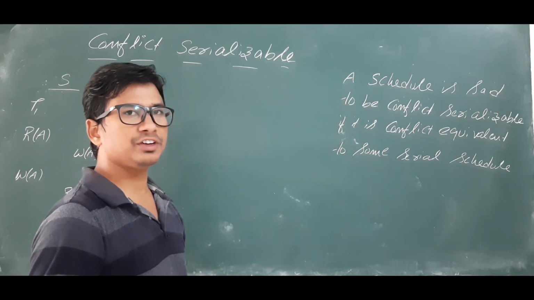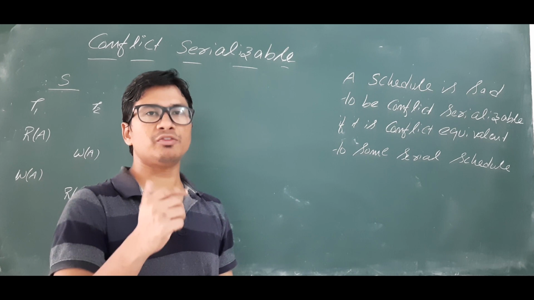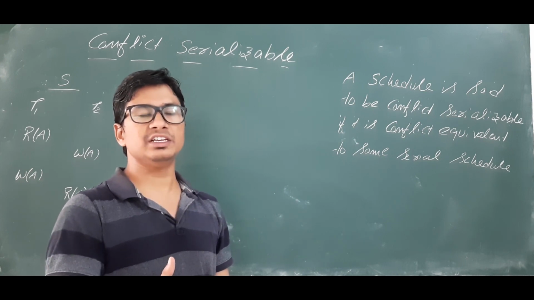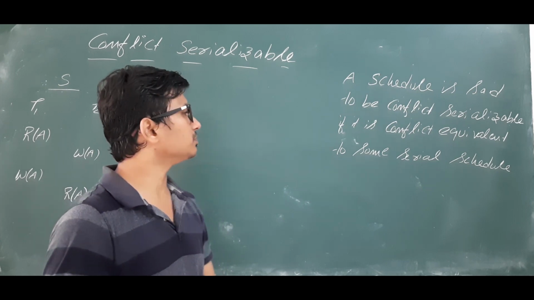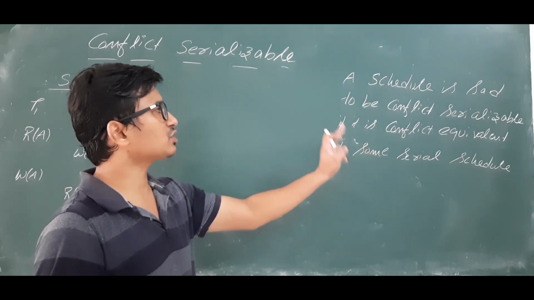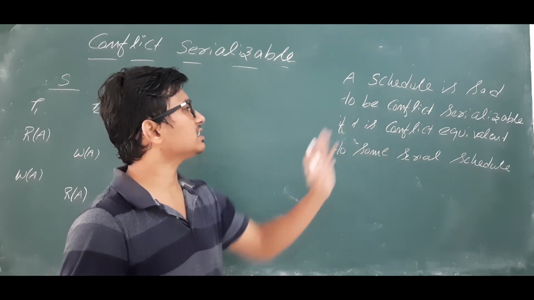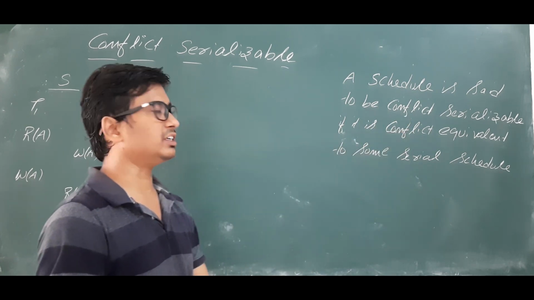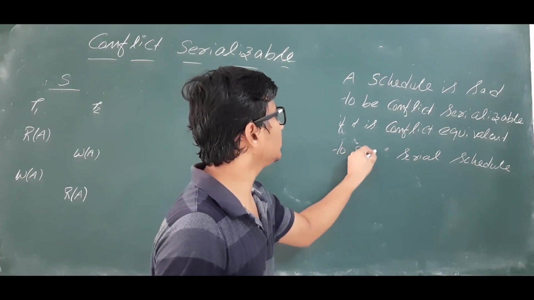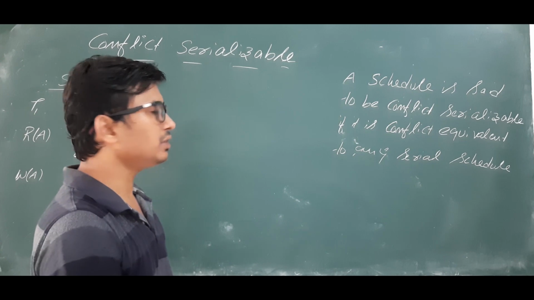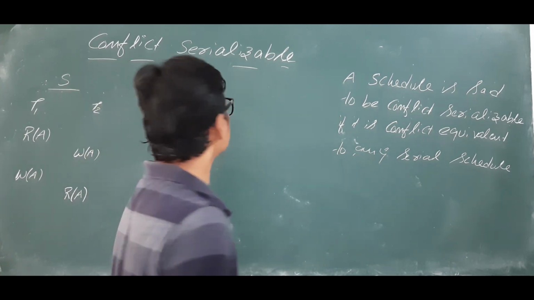First, let me give a definition for what is conflict serializable. A schedule is said to be conflict serializable if it is conflict equivalent to any of its serial schedule. So that is what I have given. If it is conflict equivalent to any of its serial schedule, then I can say that it is conflict serializable. Not to some, to any serial schedule. If it is conflict equivalent to any serial schedule, then I can say that it is conflict serializable.